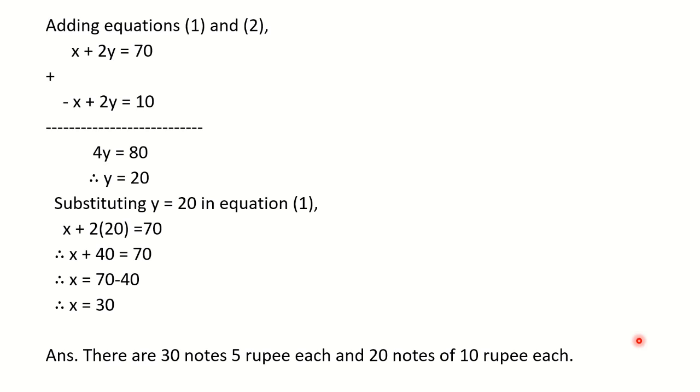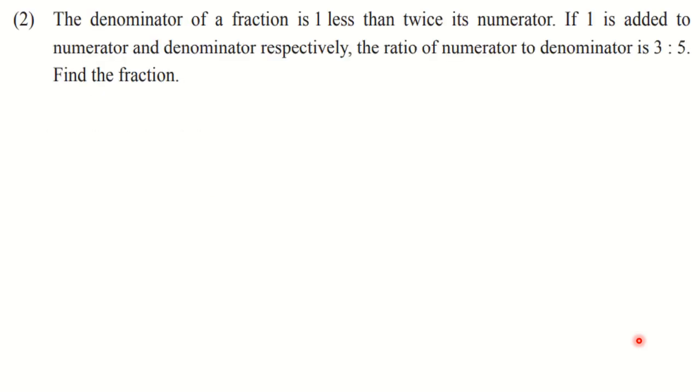Now let us go towards the next question, that is question number 2. The denominator of a fraction is 1 less than twice its numerator. If 1 is added to numerator and denominator respectively, the ratio of numerator to denominator is 3:5. Find the fraction. Okay. So here also there are two conditions provided.